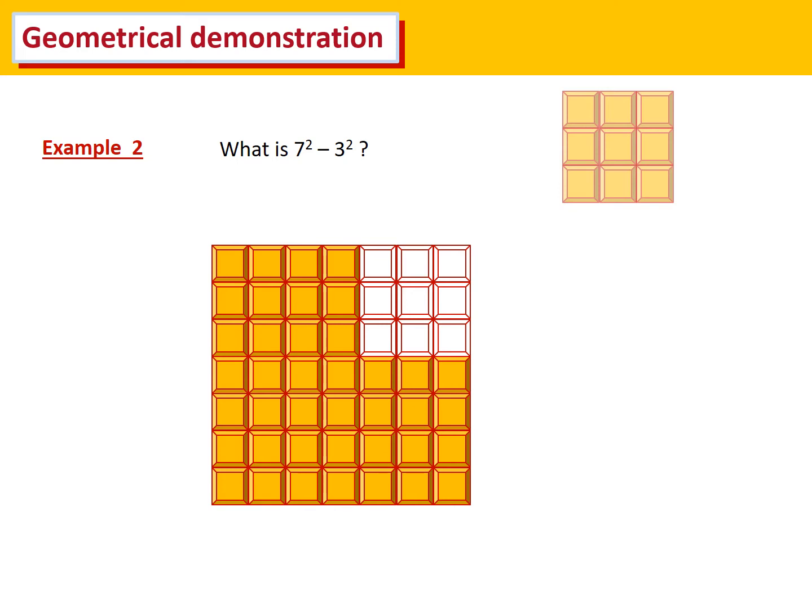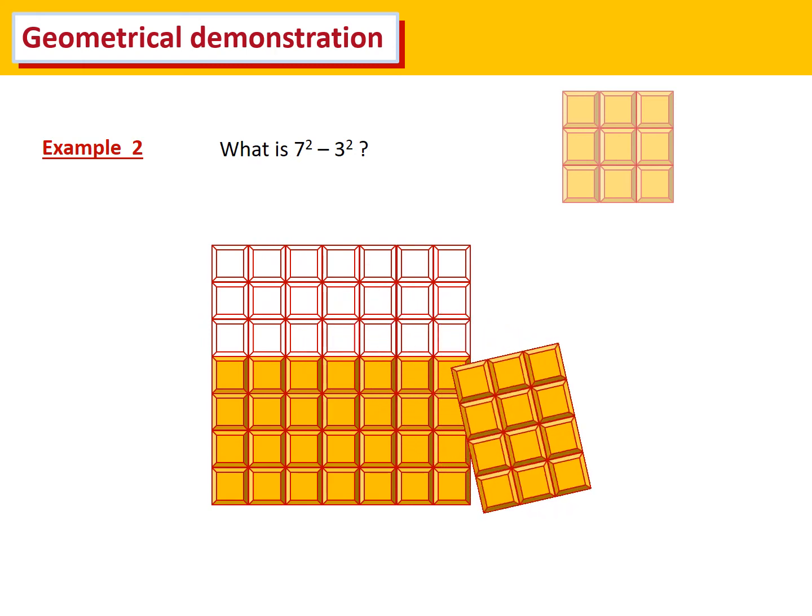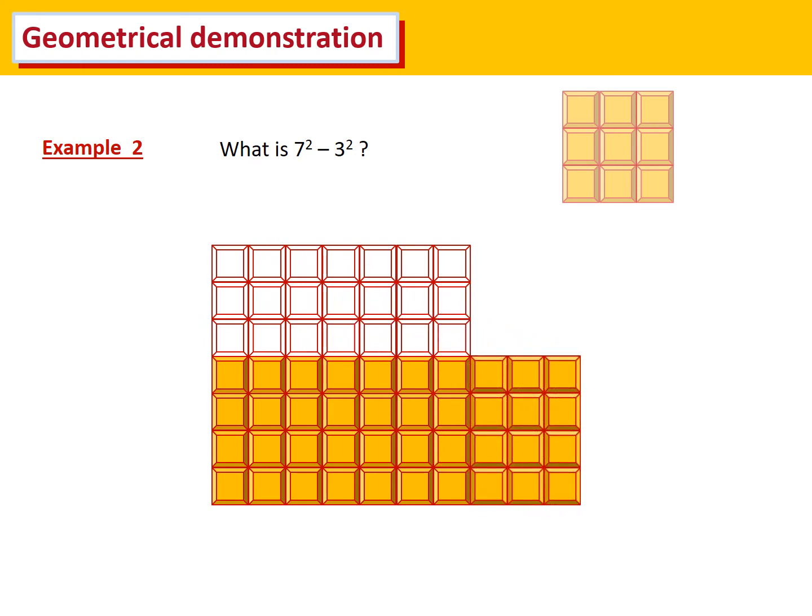And the number of squares that you see left, the number of gold squares that you see left, must equal 7 squared minus 3 squared. But we can take the block in the top left-hand corner and replace it down in the bottom right-hand corner to form a rectangle. How big is the rectangle? Well, it's a 4 by 10 rectangle.